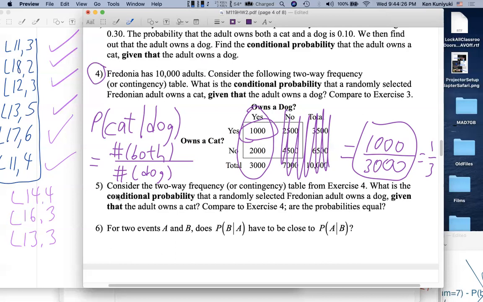Okay, and in 5, I asked you for the probability of dog given cat, and that's going to be a different probability, right? Questions?